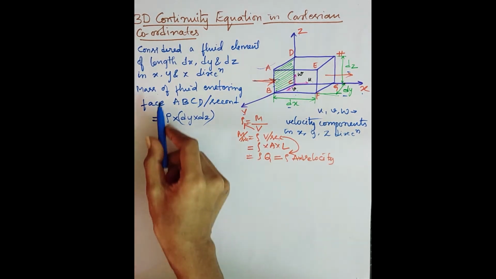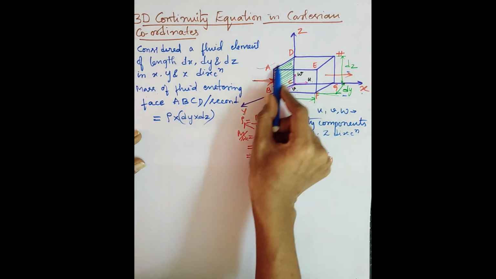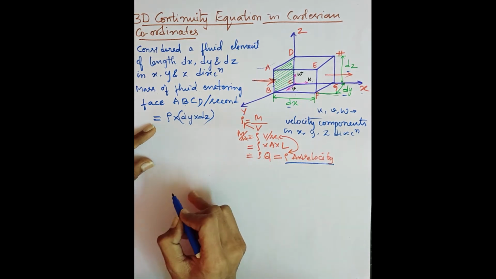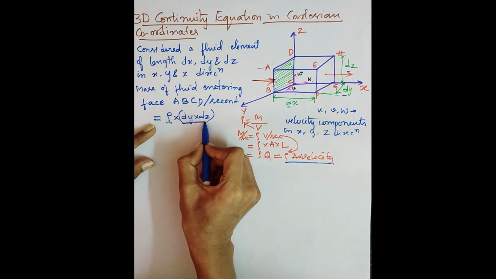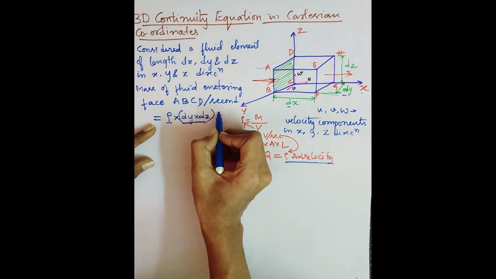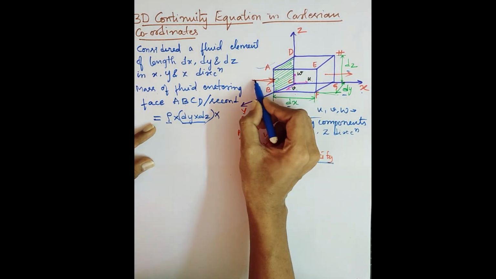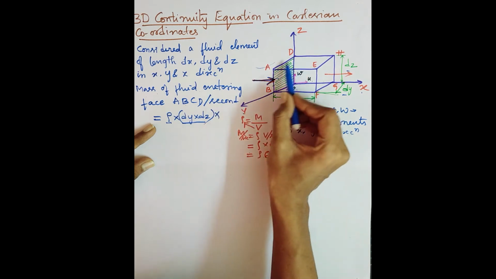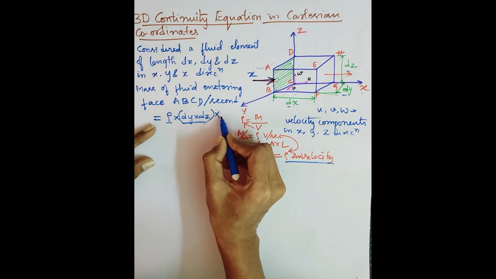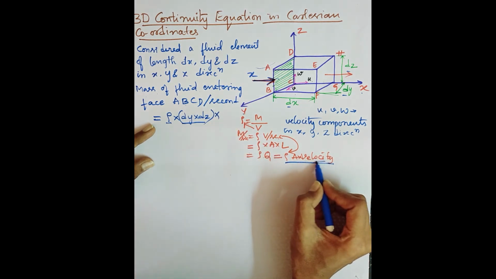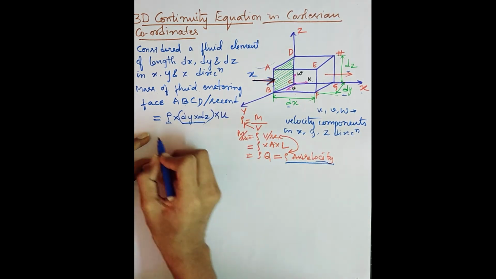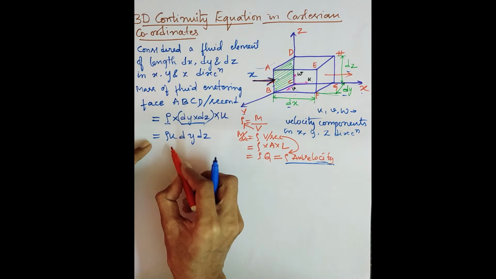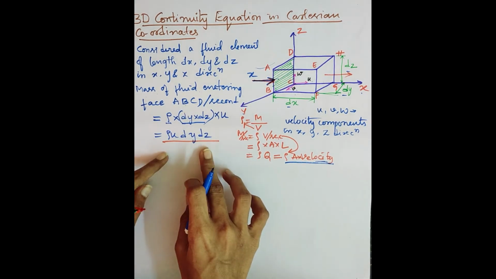So the mass of fluid entering the face ABCD per second is equal to density into area into velocity. Density is rho, area is dy into dz, and the velocity: since the face ABCD is in the x direction, the velocity component in x direction is u. So it will be rho u into dy into dz. This is the mass of fluid entering the face ABCD per second.